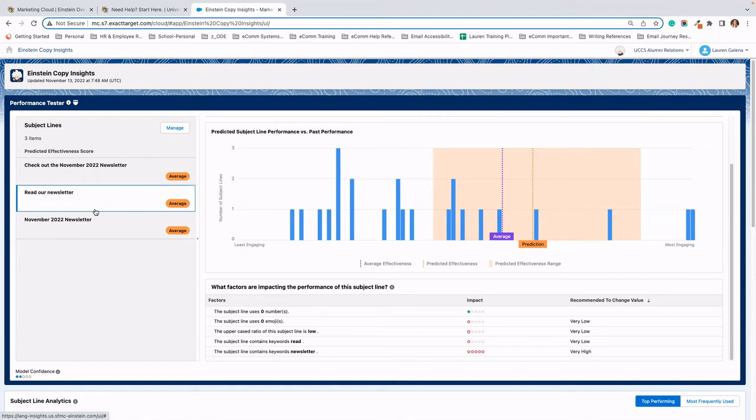So for this little group participation, if you want to test it out, type a subject line in the tester tool. And you can put it in the chat again or come off of mute and let us know a couple of the factors impacting the performance of the subject line that you tested.